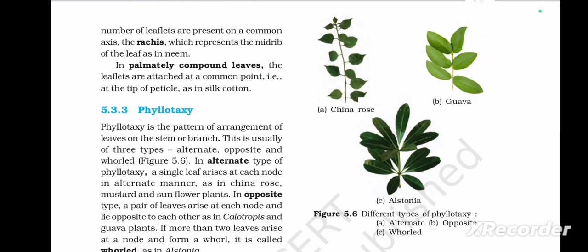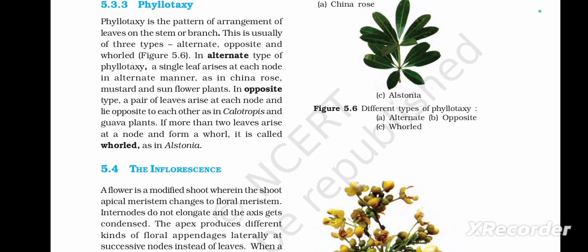Phyllotaxy is the pattern of arrangement of leaves on the stem or branch. This is usually of three types: alternate, opposite, and whorled. In alternate type of phyllotaxy, a single leaf arises at each node in alternate manner, as in China rose, mustard, and sunflower plants. In opposite type, a pair of leaves arise at each node and lie opposite to each other, as in Calotropis and Guava plants. If more than two leaves arise at a node and form a whorl, it is called whorled, as in Alstonia.